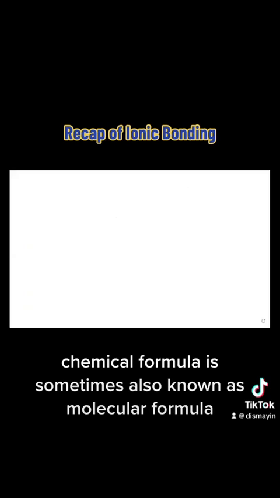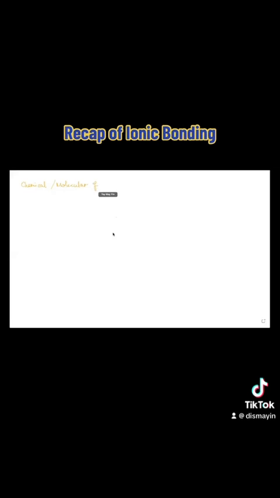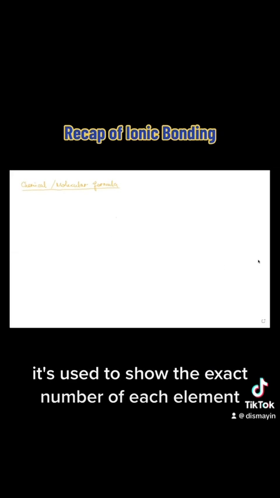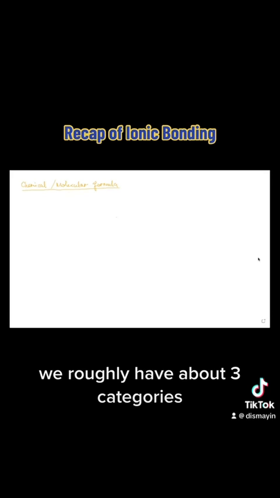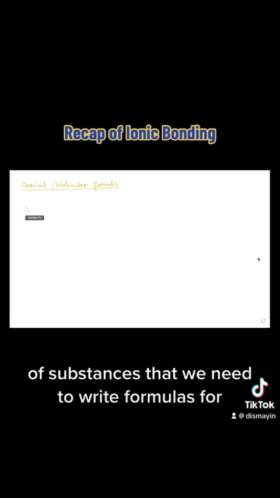Chemical formula is sometimes also known as molecular formula. It's used to show the exact number of each element that is being used to make up a particle of that particular substance. We roughly have about 3 categories, right, of substances that we need to write formulas for.